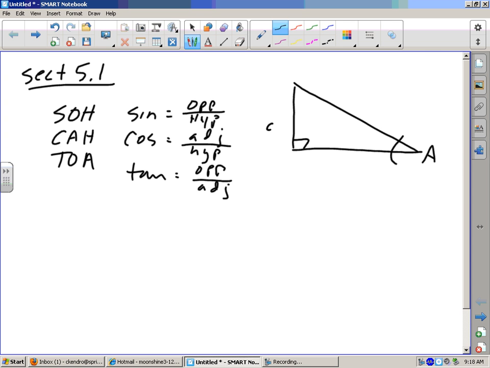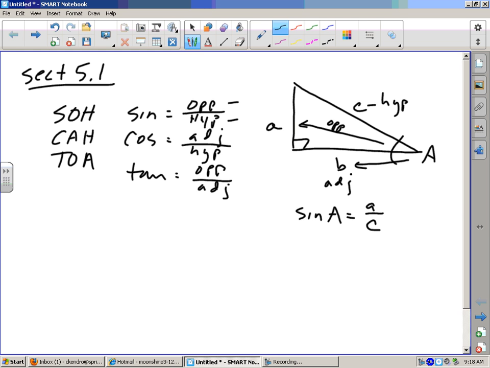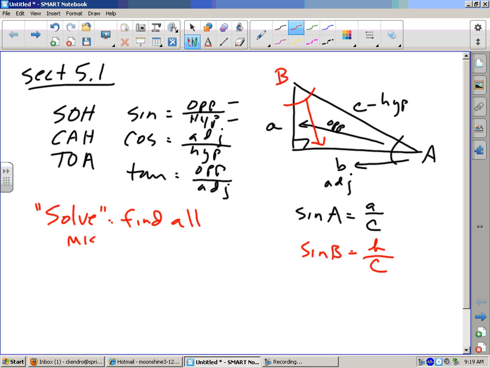If I have angle A here and I have side A, side B, and side C. If you're looking at angle A, the side opposite is side A. And the side adjacent to it is side B, and side C is always the hypotenuse. So if you're looking at the sine of angle A, you want opposite over hypotenuse. So that would be A over C. Now if I switch it and go to angle B, then the sine of angle B is opposite, which now becomes B, and hypotenuse is still C. So it all depends on which angle you're coming from as to how those work. So if you see the word solve in the directions, that means to find all missing sides and angles.